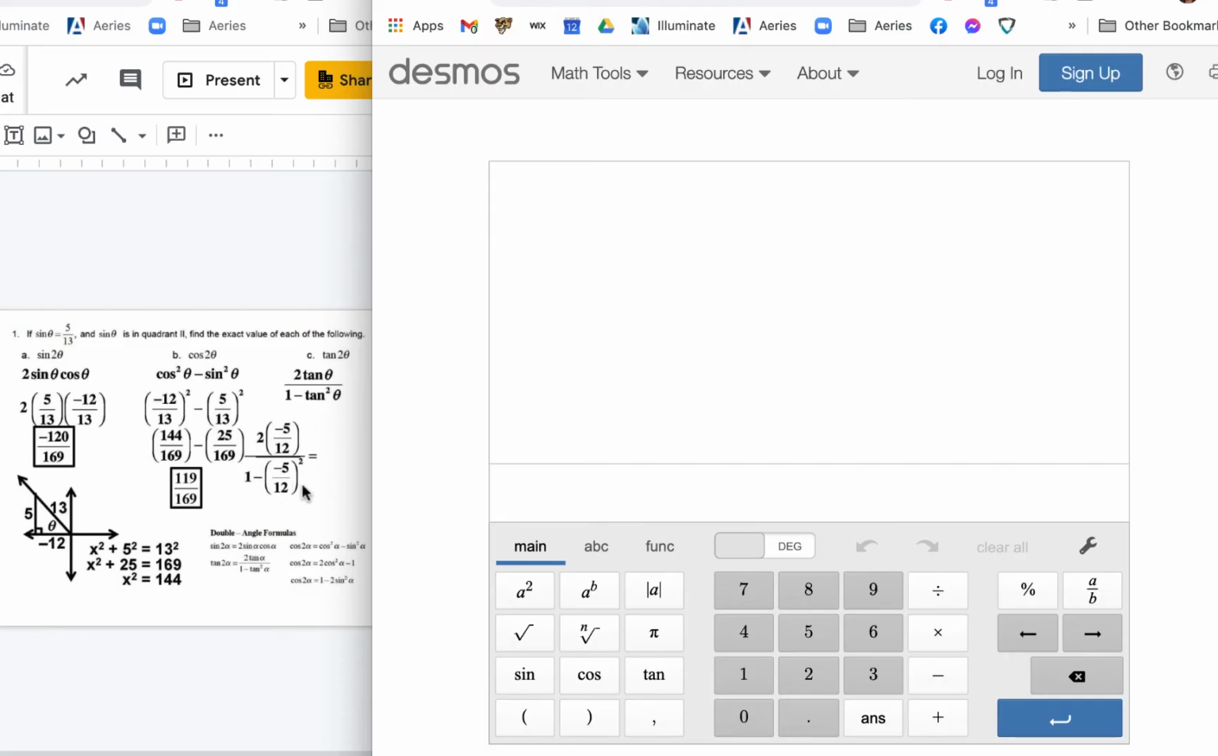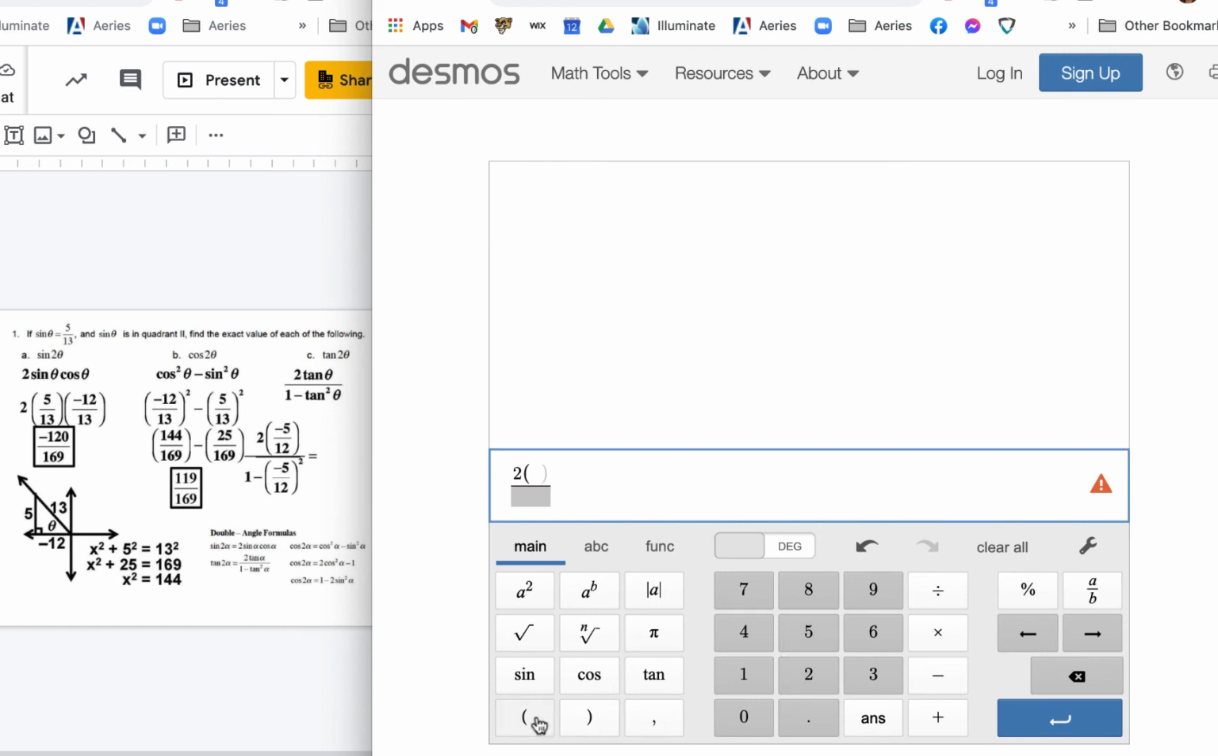Okay, so I'm typing this into my Desmos calculator. So we have a fraction. So I'm going to go ahead and hit the divide symbol. So I have a fraction in here. So I'm going to do 2 parentheses, and then I have another fraction. And then it's going to be negative 5 over 12.